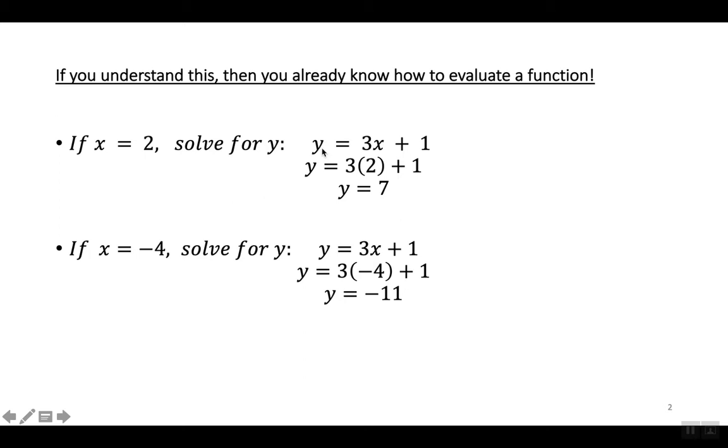So it says here the equation is y equals 3x plus 1. So if x equals 2, I take that 2, and I put it right here where x is. I substitute it right there for x. So the problem now becomes y equals 3 times 2 plus 1. I follow the order of operations and do 3 times 2, which is 6. 6 plus 1 is 7. So y equals 7. Did you understand that?